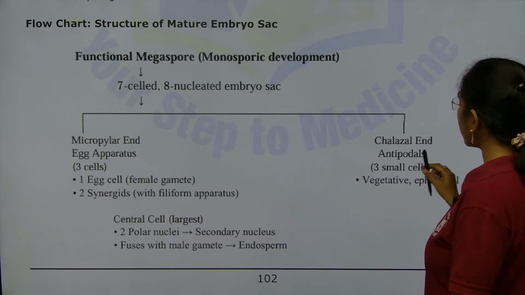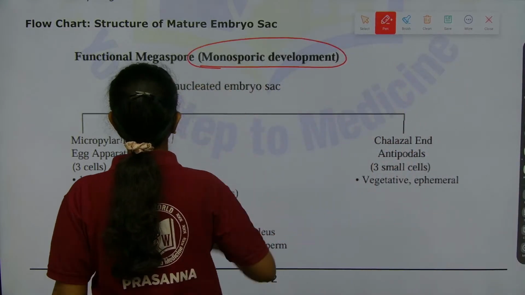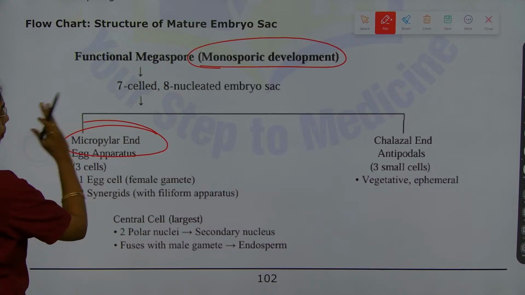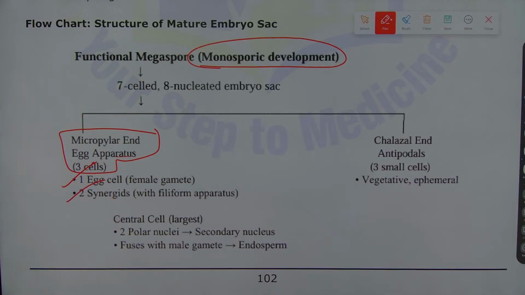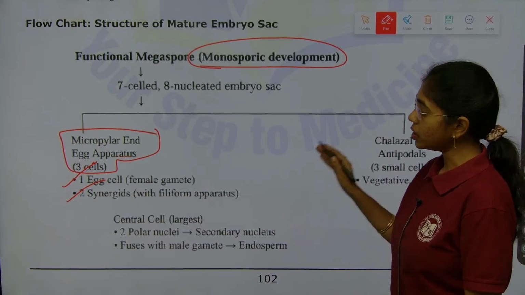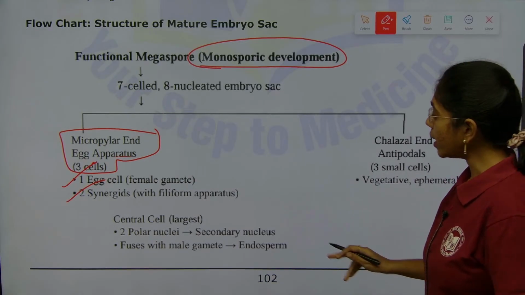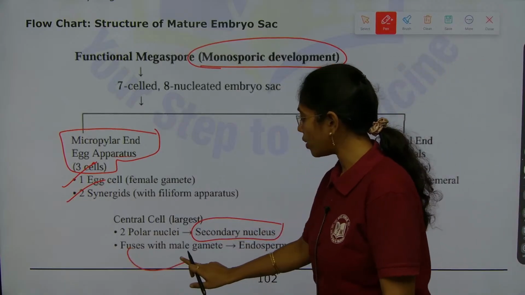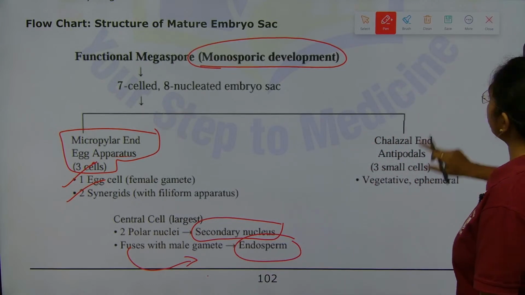Functional megaspore, here it is monosporic development, which is a 7-celled, 8-nucleated condition. At the micropylar end is the egg apparatus, which has 3 cells: 1 egg cell and 2 synergids. Next, at the chalazal end there are 3 small cells, the antipodals. Next, the central cell, which is the largest cell at the center, has 2 polar nuclei. This is the secondary nucleus. The polar nuclei fuse with the male gamete, forming what? Endosperm.